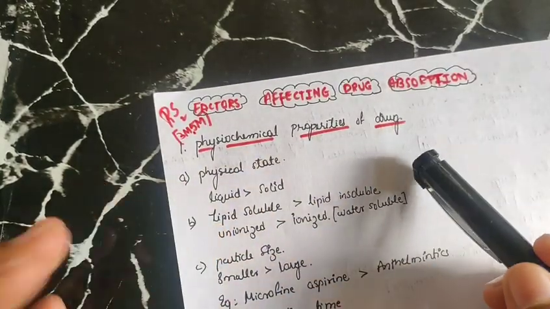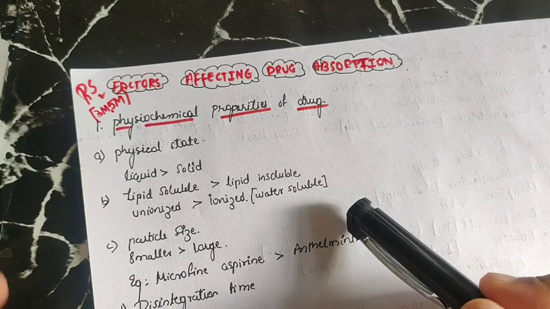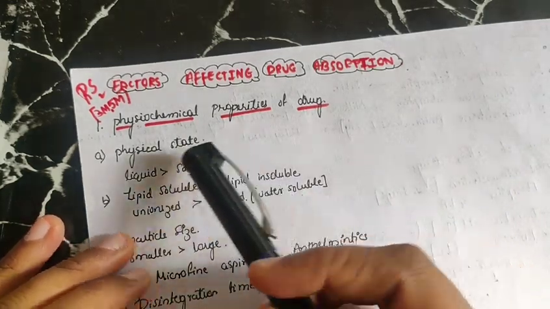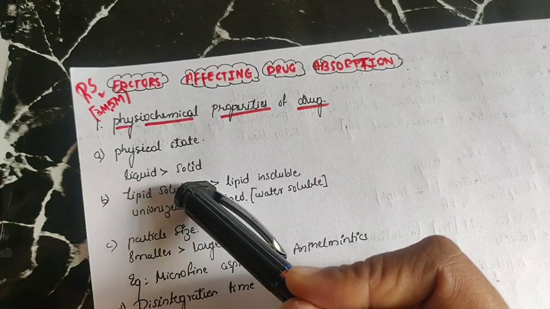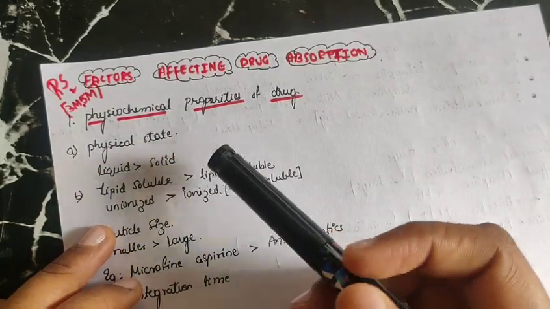First, the physiochemical properties of the drug: how it looks, small or large, or its physical state, liquid, solid, or gas. If it is more liquid, it can absorb faster, as the molecules are distributed far apart, so it can be absorbed faster.